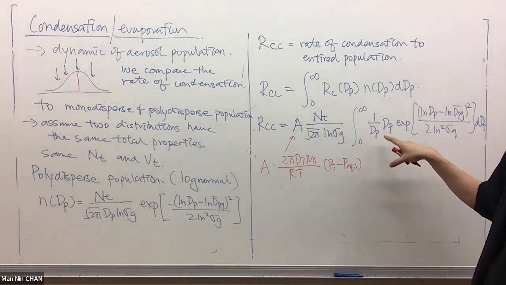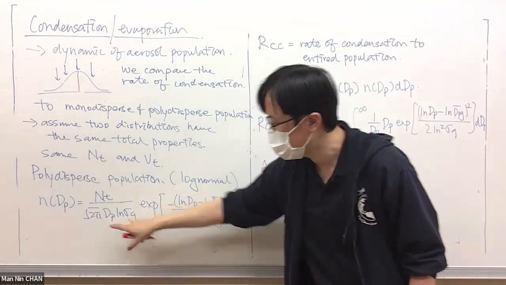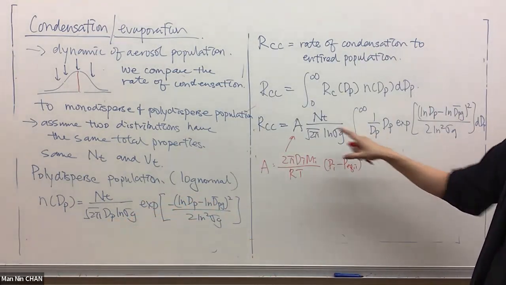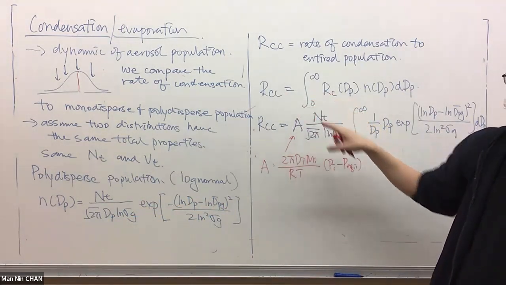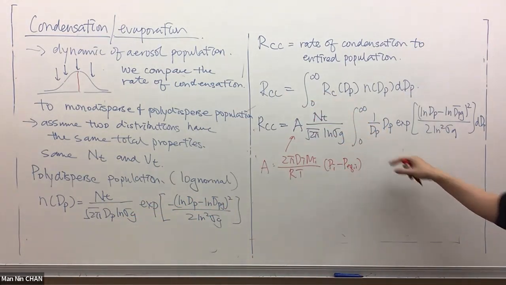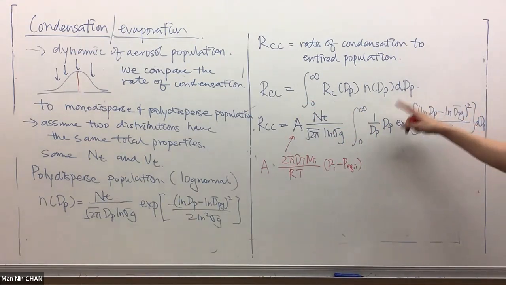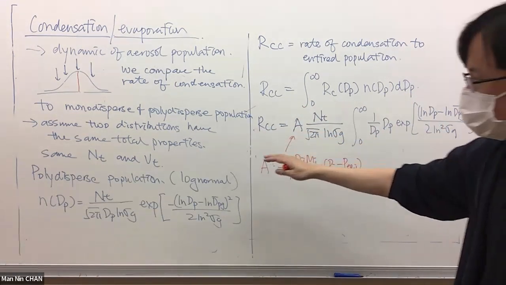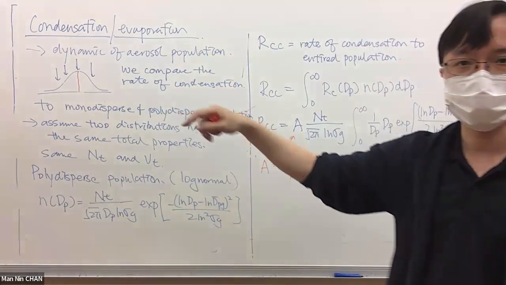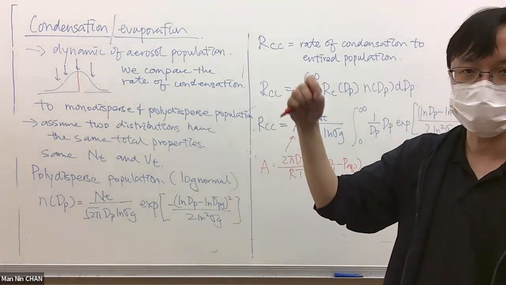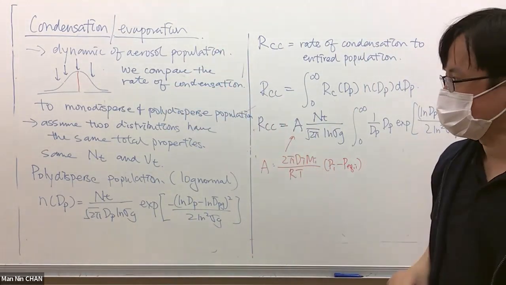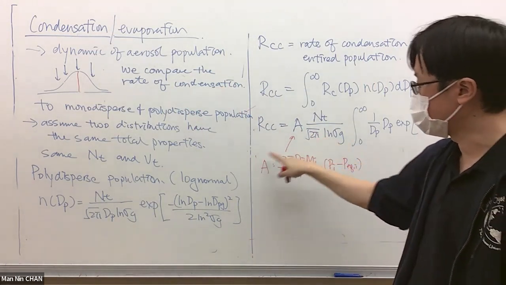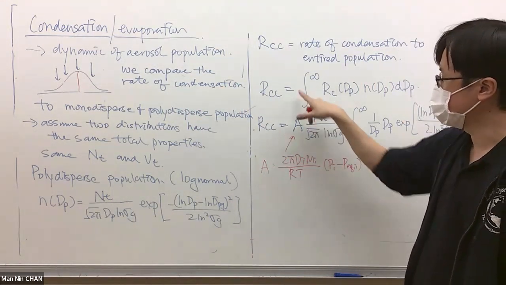Remember, because you have this 1 over dp, and also you have a dp from your RC term, therefore you come up with these two terms here. But it turns out you can cancel these two terms out, and then just do this integration here. So overall, the whole thing is nothing fancy. We just substitute the one we learned from the RC, the condensation rate to a single particle with a given size, and just group them as a constant. And then this is just your function.